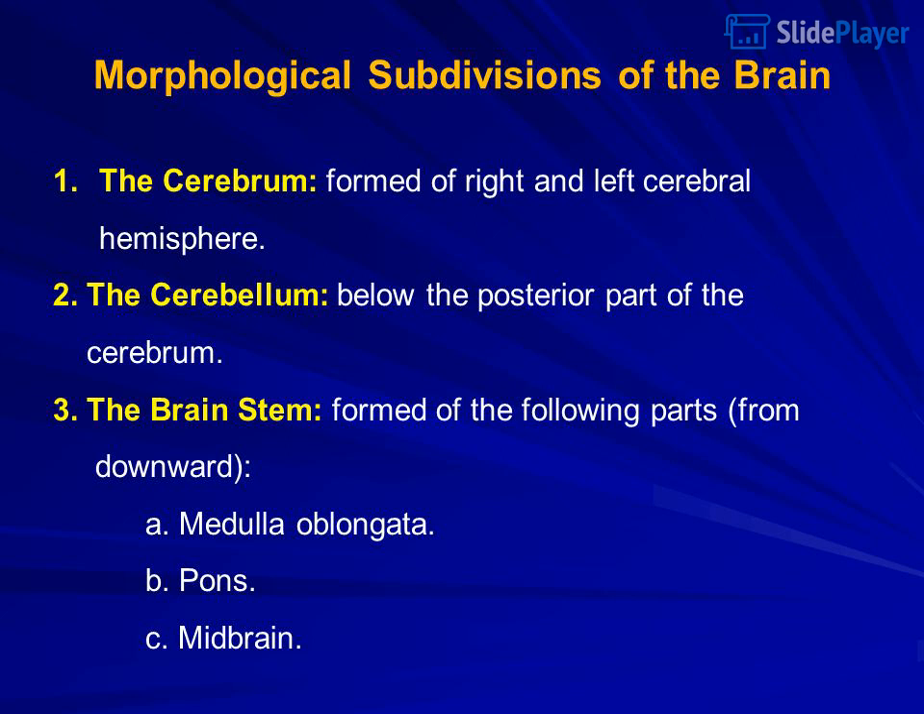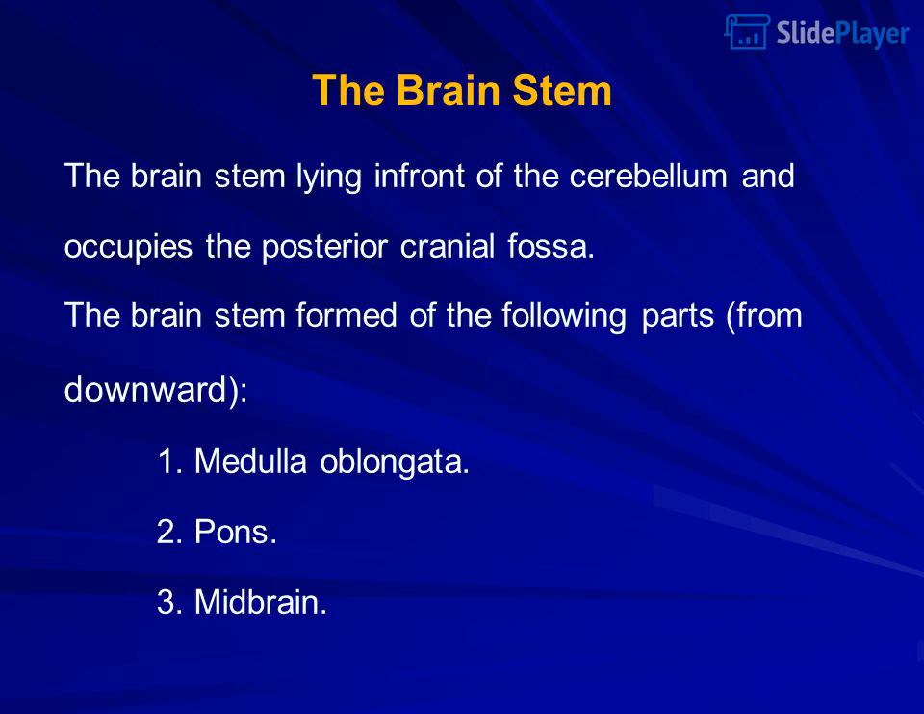3. The brain stem, formed of the following parts, from below upward: A. Medulla oblongata. B. Pons. C. Midbrain. The brain stem lies in front of the cerebellum and occupies the posterior cranial fossa. The brain stem is formed of the following parts, from below upward: 1. Medulla oblongata. 2. Pons. 3. Midbrain.